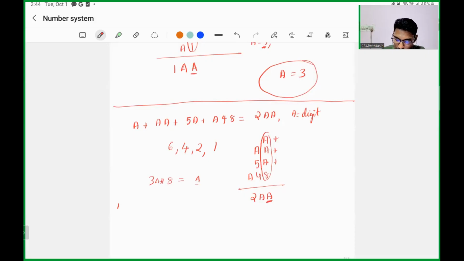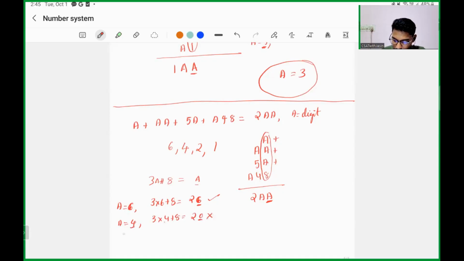So first I am substituting A is equal to 6. That is 3 into 6 plus 8. 3 into 6 is 18. 18 plus 8 is 26. So here you are getting A itself. So this can be correct. Now if I am putting A is equal to 4, 3 into 4 plus 8. 3 into 4 is 12. 12 plus 8 is 20. So you are not getting A here.